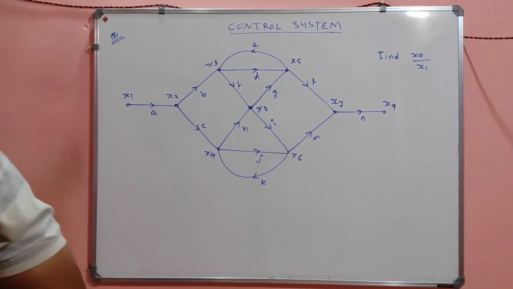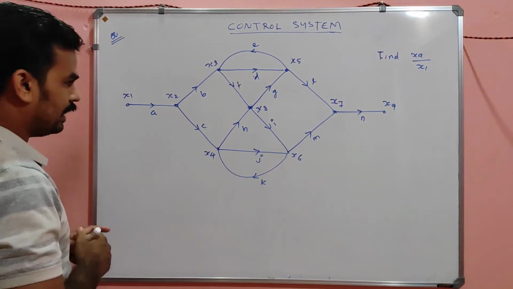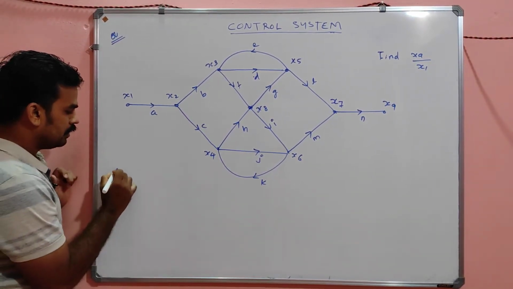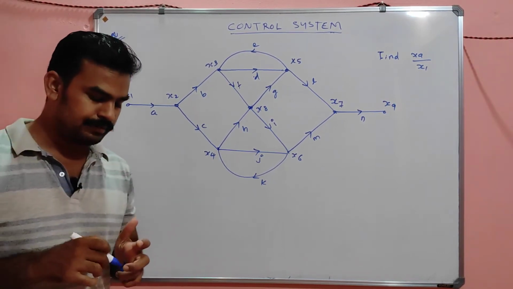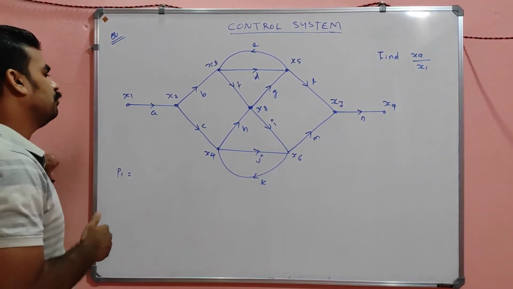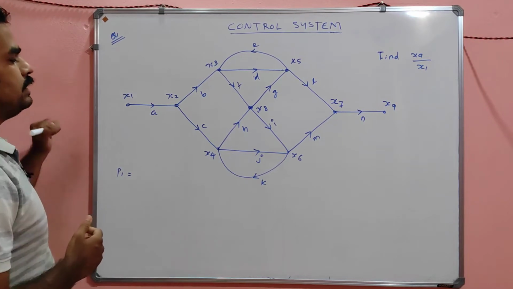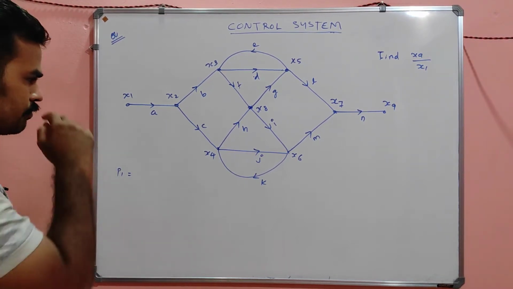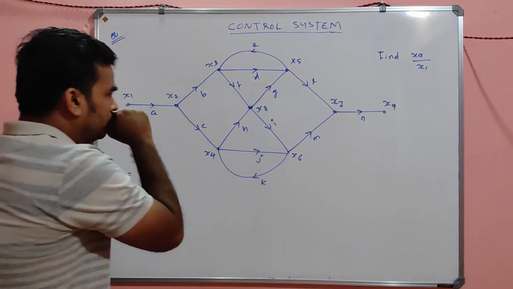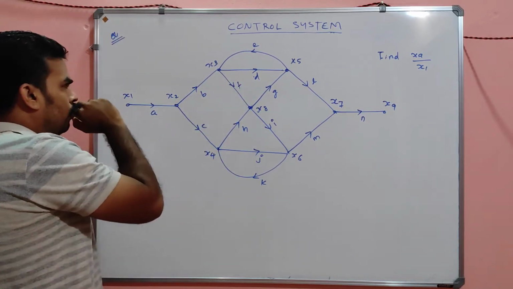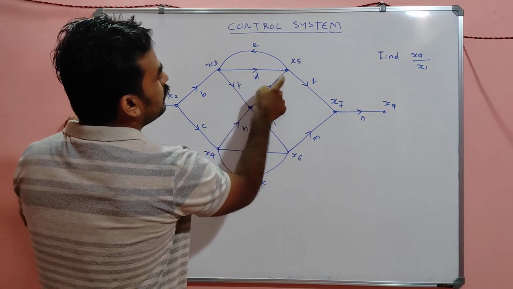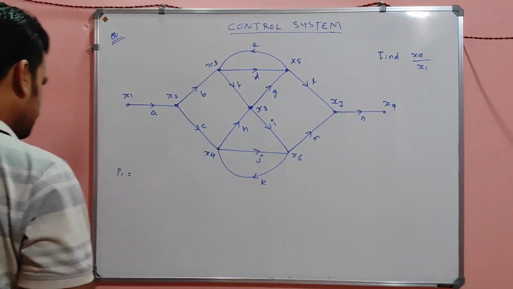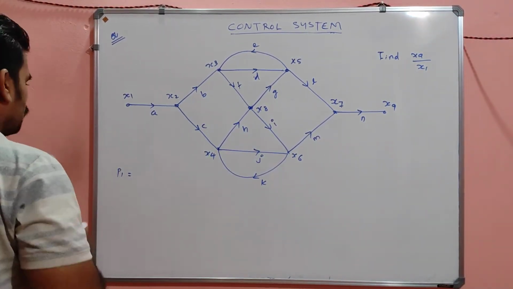So what was our first step then? First of all, we have to calculate the forward paths. First of all, we have to check how many forward paths are there. Then only we can apply the Mason's gain formula. So how can I take P1? Listen. ABDLN. It's one of my forward paths, right?